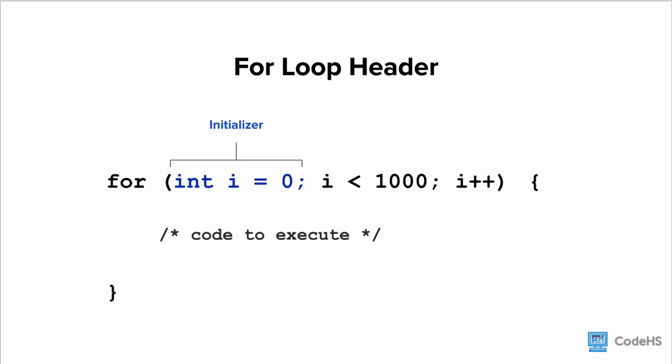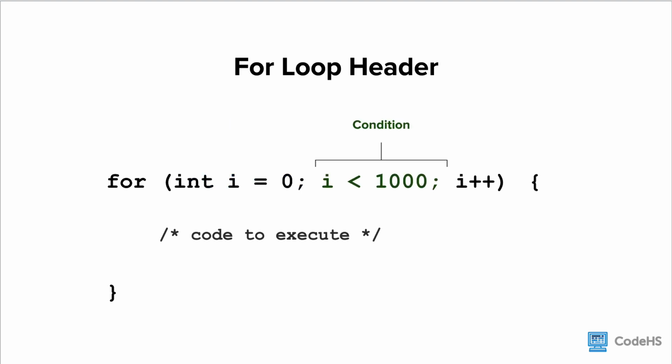Each loop uses what's called a loop variable. The first thing that needs to be done in the loop is to initialize the new variable. Traditionally, loops use the variable i, but it can really be any valid variable. In this example, you can see that i is initialized with a value of 0.